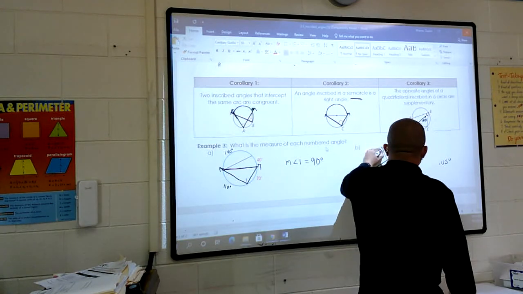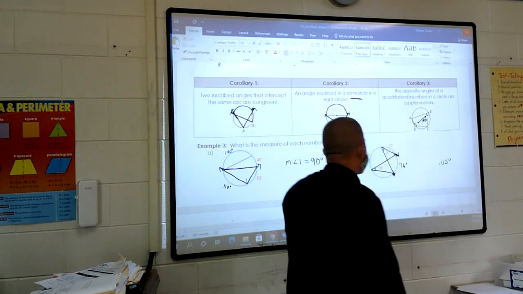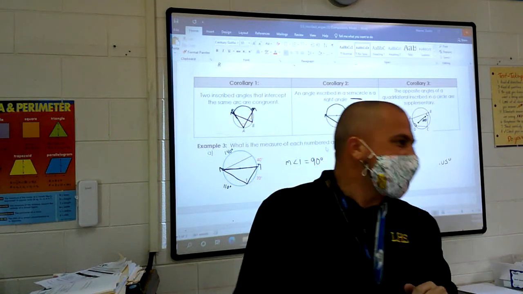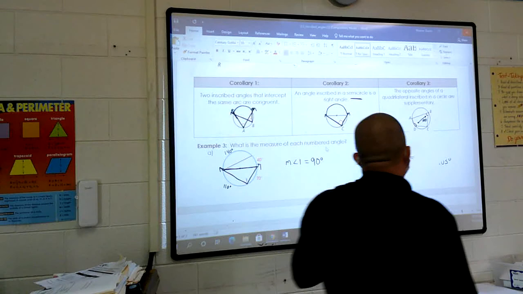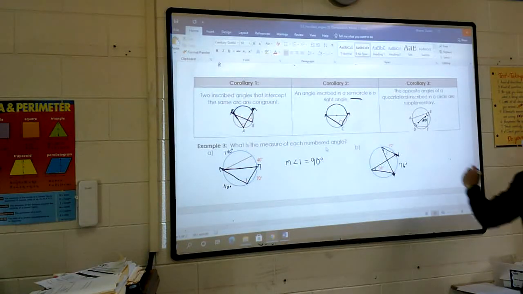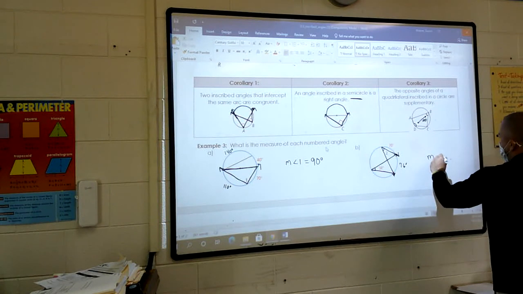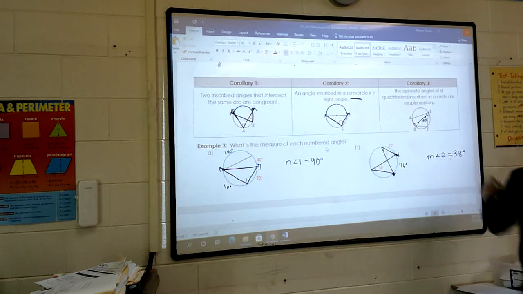It matches the exact same spots, even though they're opposite, even though they're far away from each other. They both hit the same arcs. So 38 and angle 2 hit the same arcs. So that matches corollary number 1, which says if they hit the same arcs, they have to be equal. So the measure of angle 2 also has to be 38 degrees.